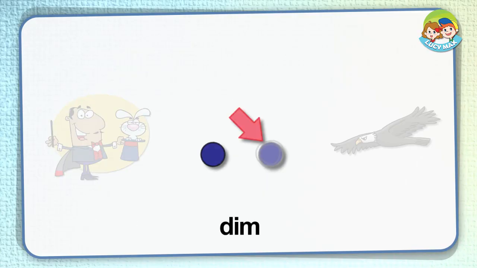Dim. Look at the arrow. It points to a dim circle. We use dim when something is not bright and not dark. In the day, when the sun sets, it is dim outside. After the sun sets, it becomes dark.